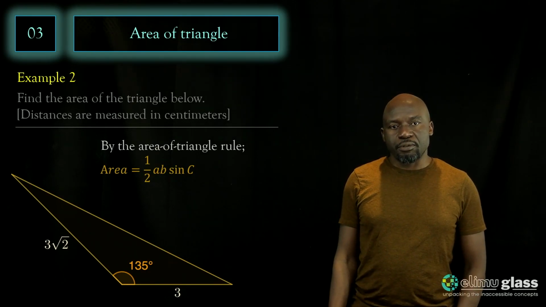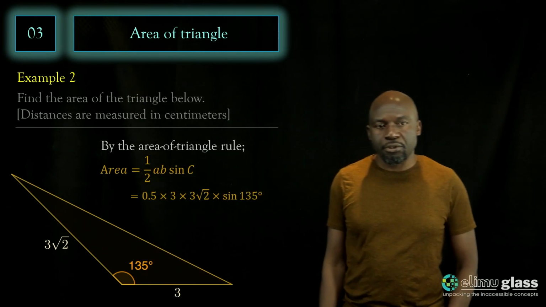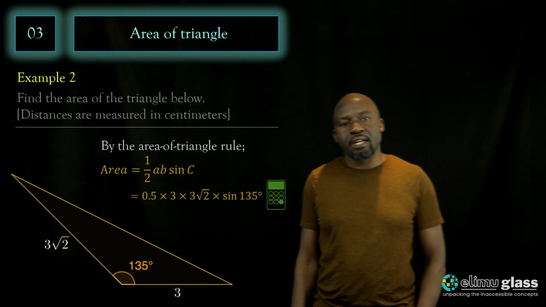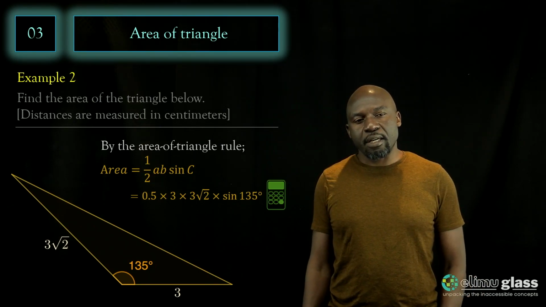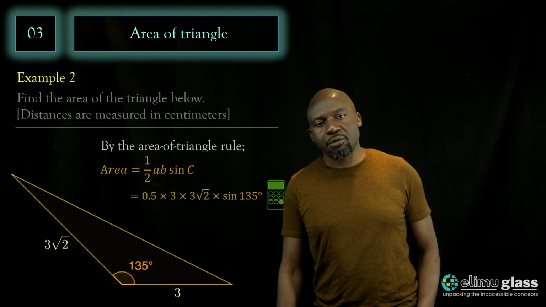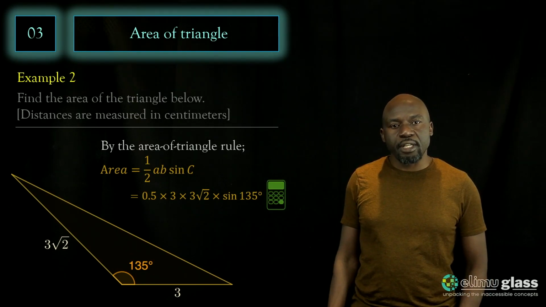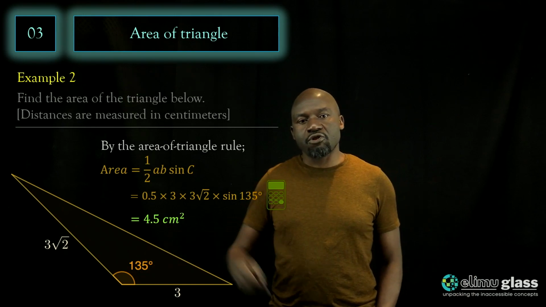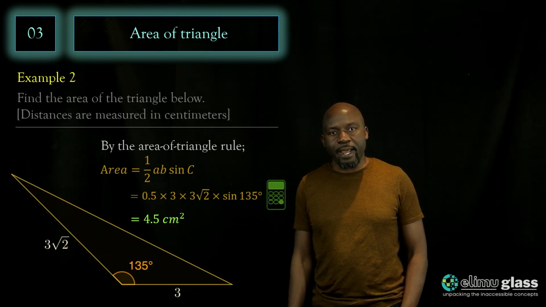So we just need to say a half times 3 times 3 root 2 times sine of 135. Sine of 135 is the same as sine 45, which is the same as root 2 over 2, or 1 over root 2, or 0.7071. So if we do that calculation either way, we end up with 4.5 centimeters squared. So the area of this triangle is 4.5 centimeters squared.